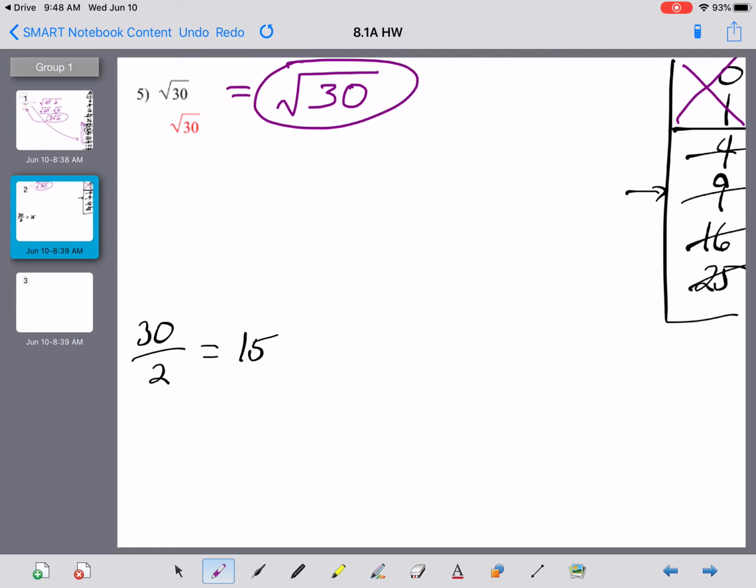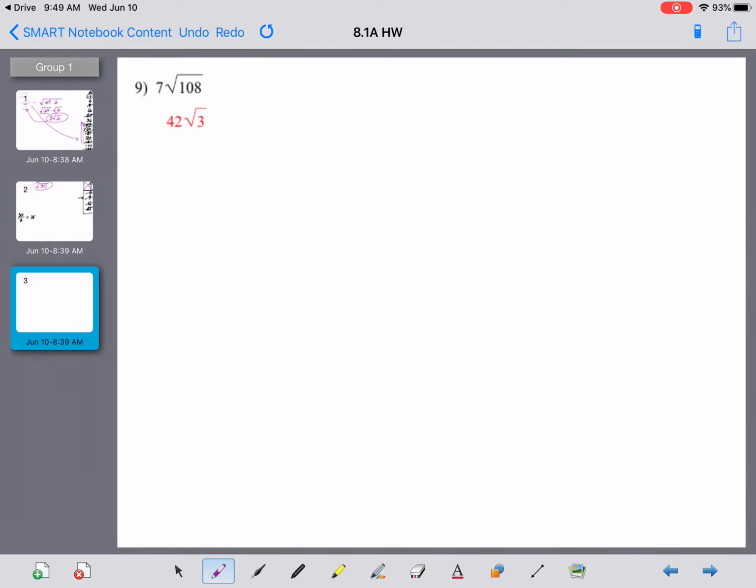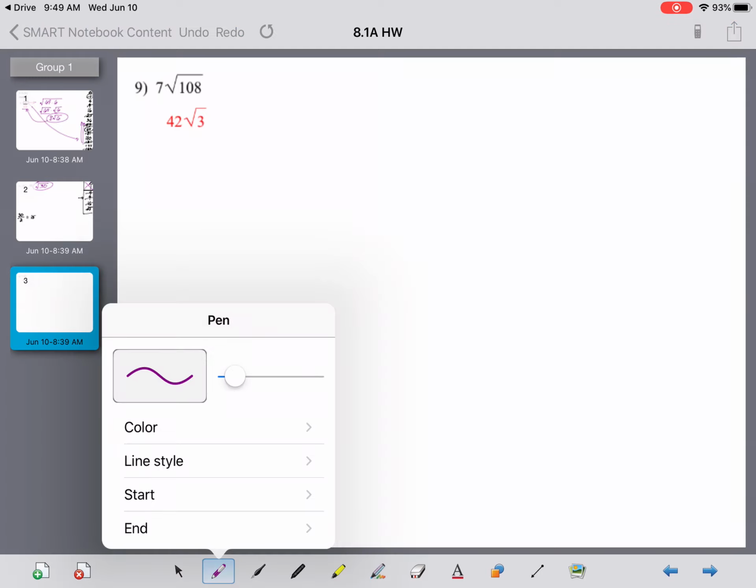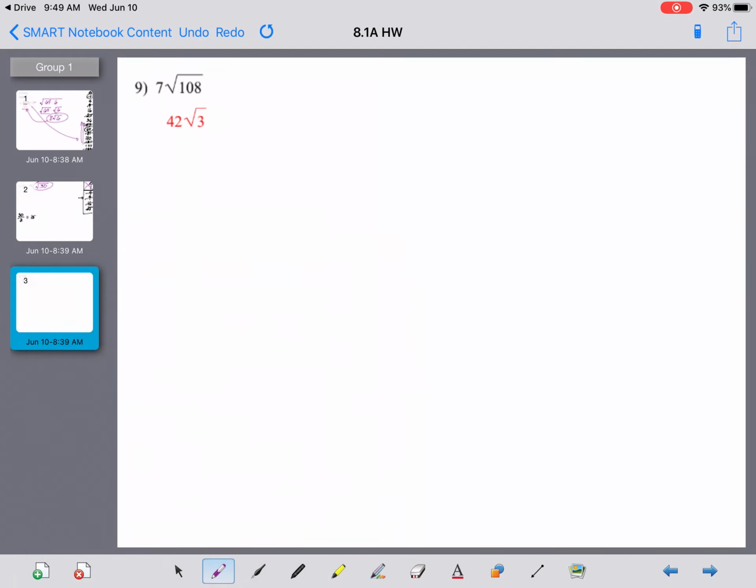This doesn't happen very often, but there's no guarantee that every radical out there can be simplified. Just wanted you guys to be aware of that. And then I wanted to do number 9 with you as well. Now, I didn't do one like this in our notes here, guys. We've got 7 times the square root of 108, and we hadn't done one yet where there's a coefficient out in front of the radical.